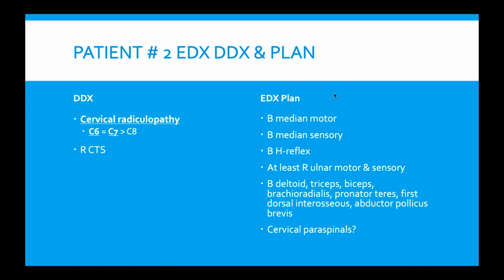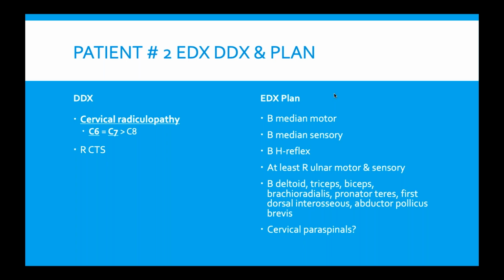For the EMG exam, going to try to focus a little bit more on the C6, C7 muscles. So deltoid, triceps, biceps, those are all good. Biceps and deltoid are C5, 6, and triceps is C7. Brachioradialis is another good C5, 6 muscle.